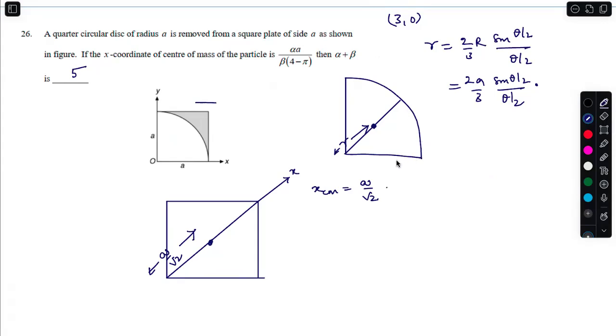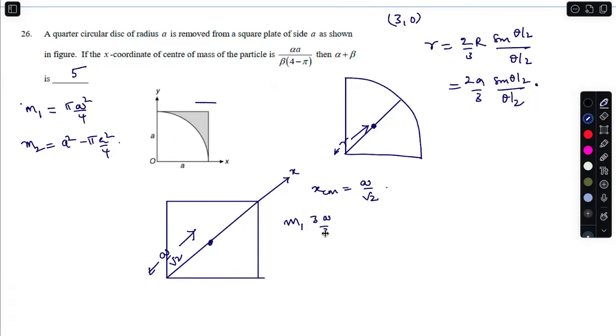Now this part is of mass. By the way, how to find? See, the removed part say is of mass M1. So it is proportional to area. You know that clearly. So it is nothing but pi a square by 4. What is M2? M2 is nothing but a square minus pi a square by 4. Clear? Because it is proportional to area. Otherwise, I will take into sigma. No issues. XCM means M1, who is that? Pi a square by 4?